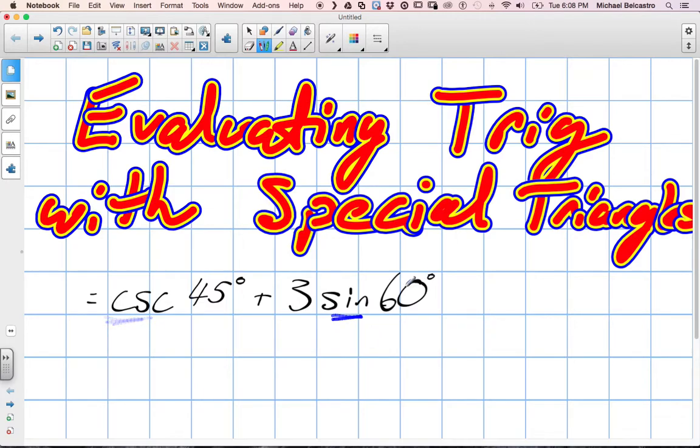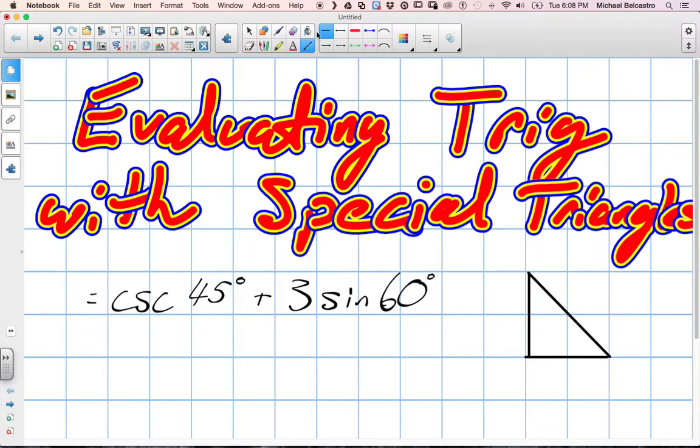And when you need an exact value, some calculators will actually turn things into radicals and fractions depending how good yours is. But if they don't, they'll just give you a very long repeating decimal. So if we're going to get the exact value, we have to use some special triangles. So the first thing we have to remember is what the values of our special triangles are, okay?